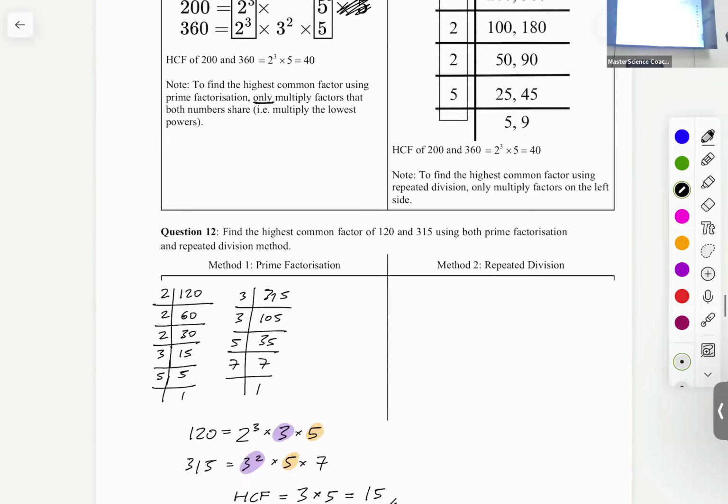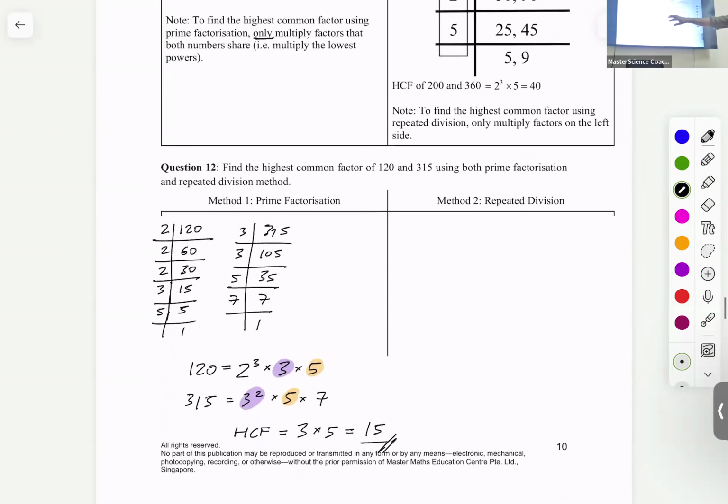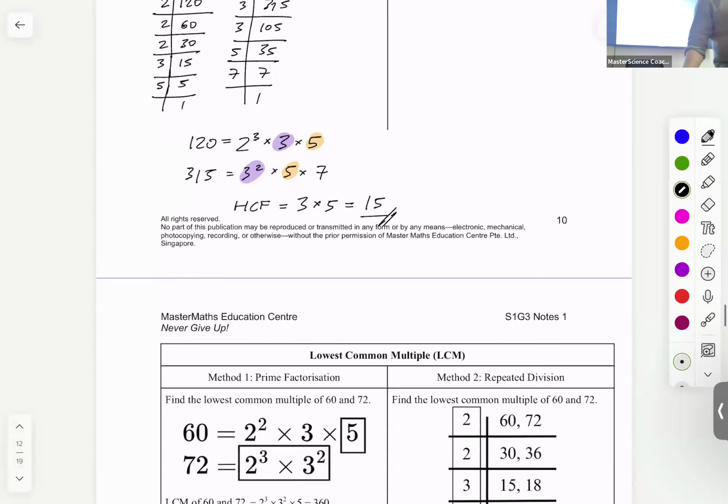Okay, so again, now one more time. HCF, step number 1, do the prime factorization for both numbers. Step number 2, list them out like that. Step number 3, take the common factors. Okay, common factors, lowest power. Okay, this is for HCF.